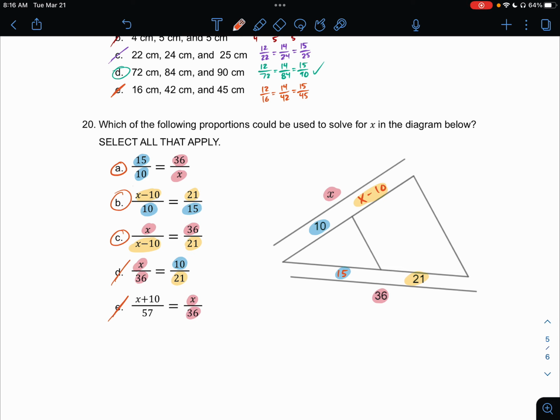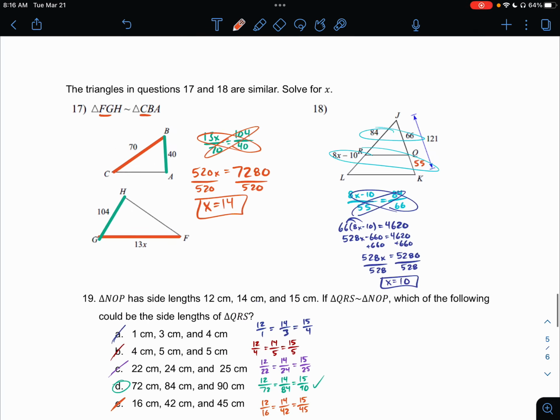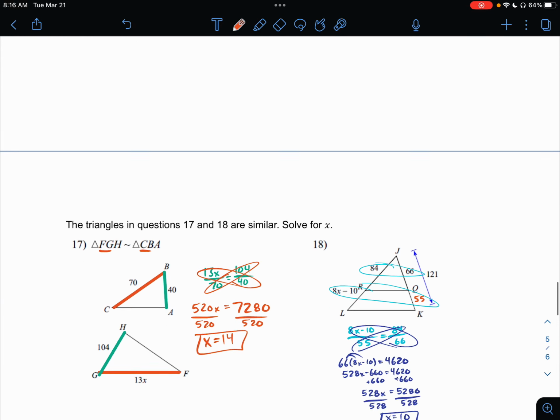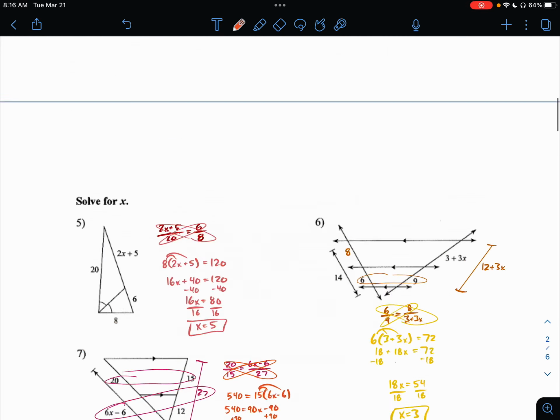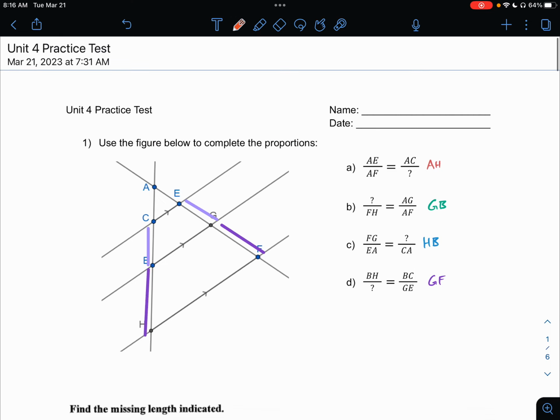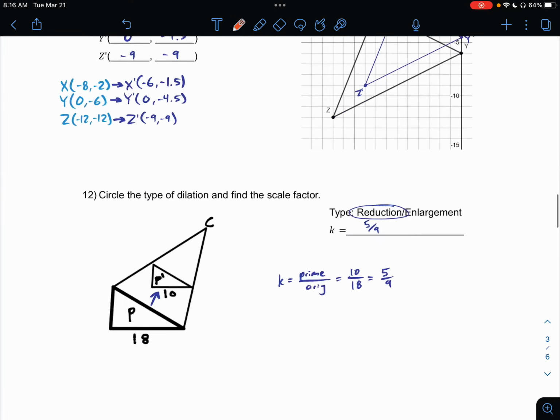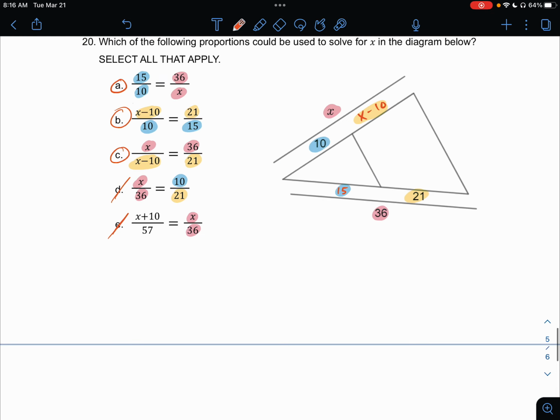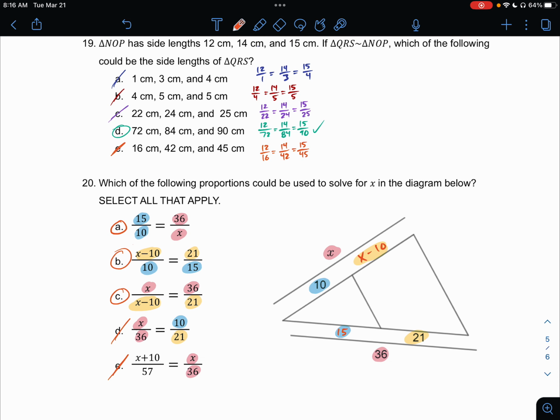Like I said, I highly recommend using colors, color coding things, especially with these similar triangles, so you can see what's going to match up with what. It was helpful for number 1 here. It can be helpful on number 20. It can be helpful on a lot of them. But yeah, that's how to do everything here.